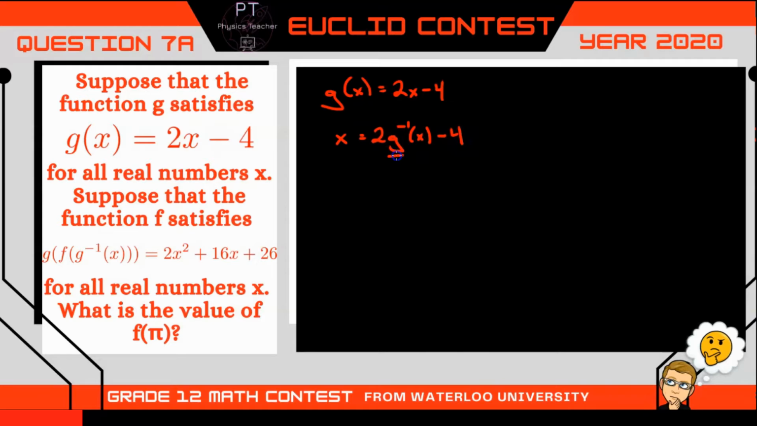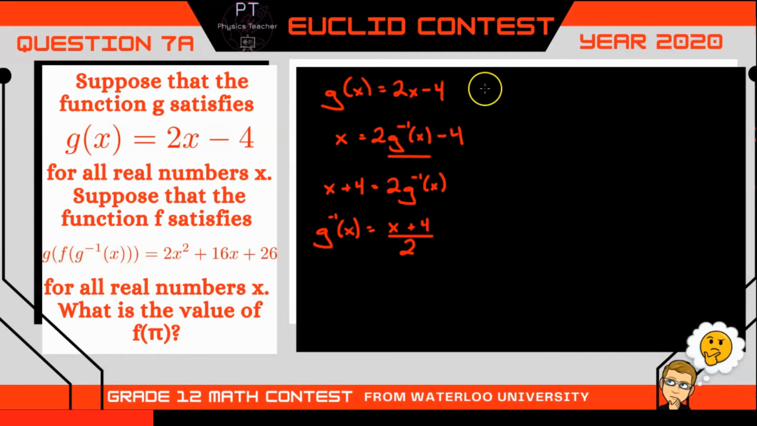Alright, so rearranging to solve for this inverse function, we'll add 4 to both sides, so we get x plus 4 is equal to 2 times that inverse function of g of x. Divide both sides by 2 and we get the inverse function, which we are going to need, as x plus 4 all over 2.